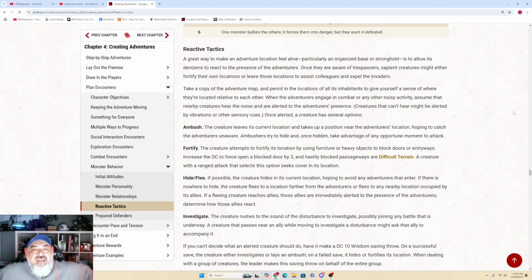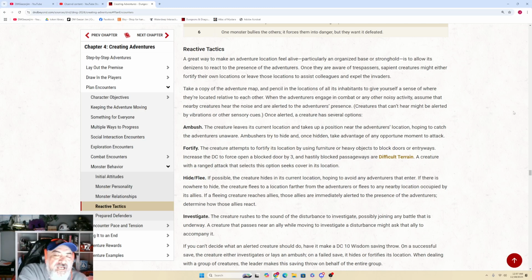Reactive tactics. A great way to make an adventure location feel alive, particularly an organized base or stronghold, is to allow its denizens to react to the presence of the adventurers. Once they are aware of trespassers, sapient creatures might either fortify their own locations or leave those locations to assist colleagues and expel the invaders. Take a copy of the adventure map and pencil in the locations of all of its inhabitants to give yourself a sense of where they're located relative to each other. When the adventurers engage in combat or any other noisy activity, assume that the nearby creatures hear the noise and are alerted to the adventurers' presence. Creatures that can't hear might be alerted by vibrations or other sensory cues.